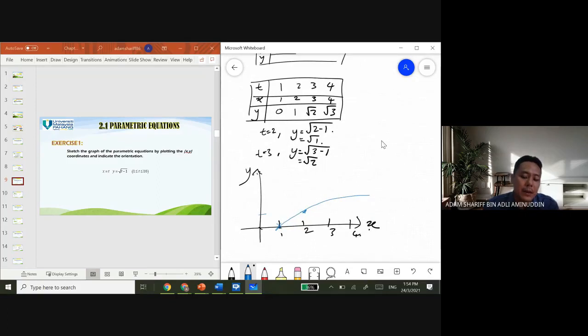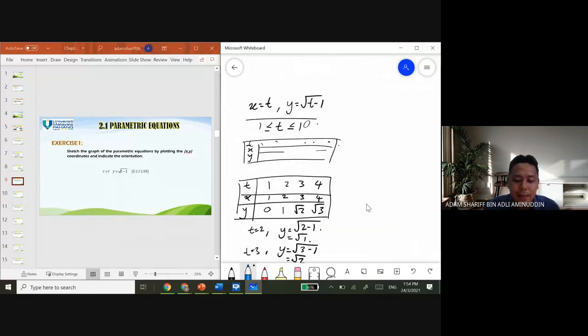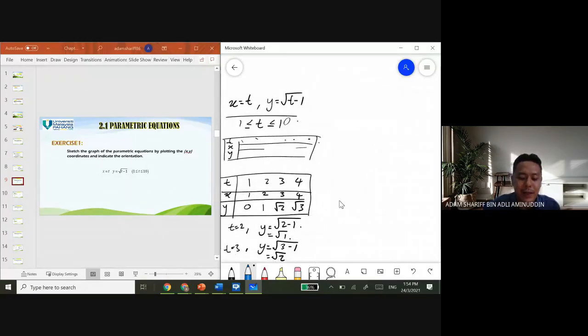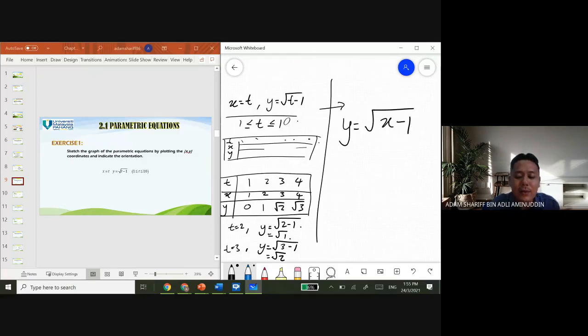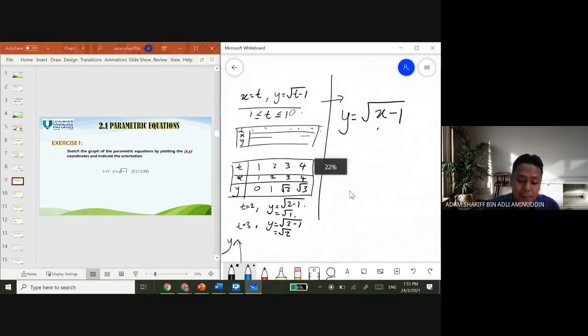Okay. So ini kalau kita guna kaedah plotting, agak sukar kat sini. Tapi still it can be done. And let's look for the elimination. Kalau elimination of t, simple je untuk case ni. Because x equals t, then y equals square root of x minus 1. Actually, you need to draw this equation.